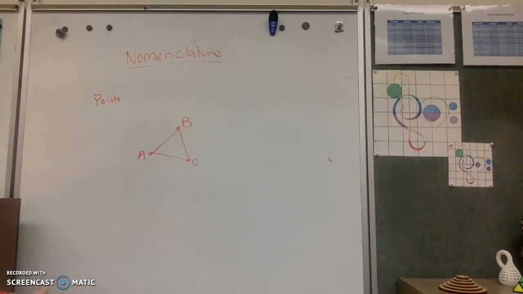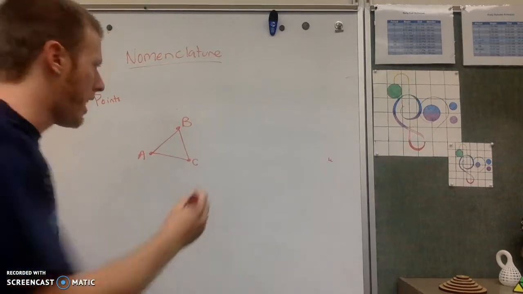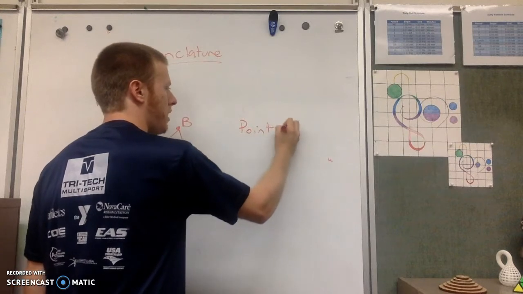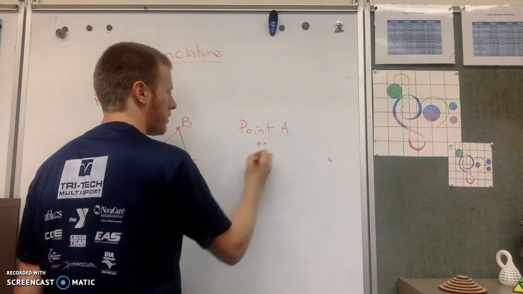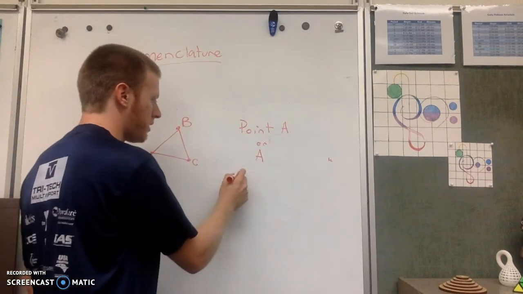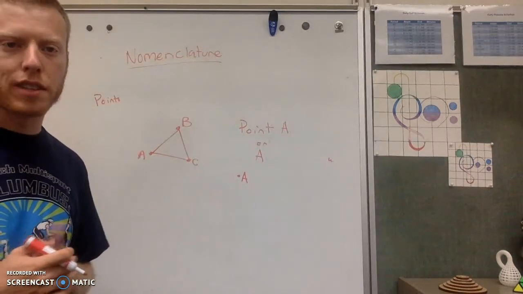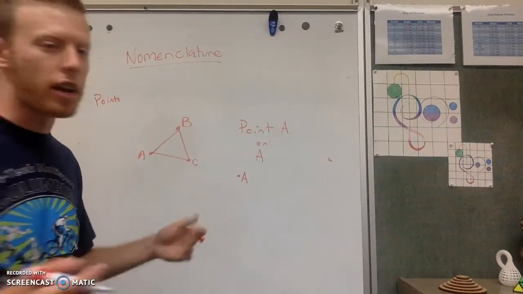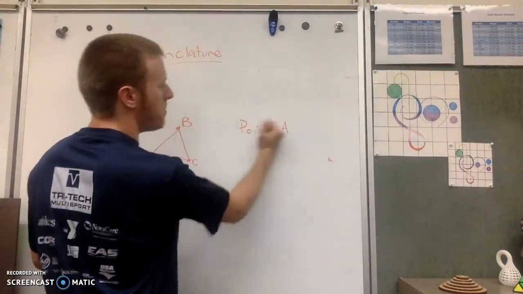Now, if in my proof I need to say point A, I could just say point A, or I can refer to it as just A. Sometimes you might see something like this. I will very rarely do this. If I am referring to something, I'll either say point A or A, but I just want to get you familiar with it.